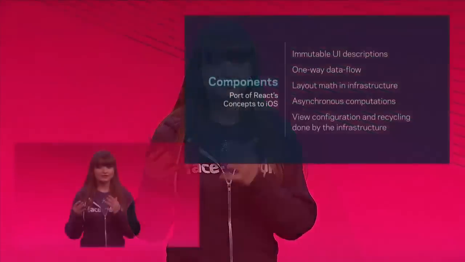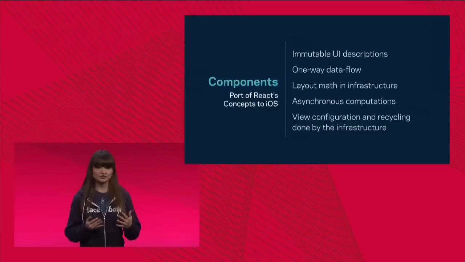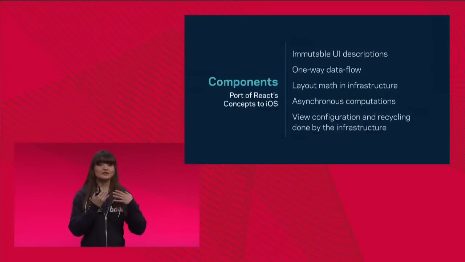Each component is an immutable description of a data model. And infrastructure takes this description and sets up a view for it. And if the model changes, it gets notified by the data store and produces the new component for this data model and just replaces the old one with the new one, which means that all data flow goes just in one direction.